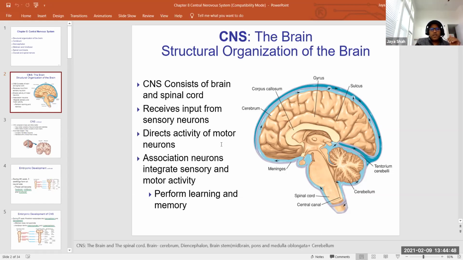And in the middle, as I said, there are association neurons that integrate sensory and motor activity and perform complex functions of the brain, which are learning, memory, higher mental function, judgment, calculation, emotion. Those are all higher brain functions.